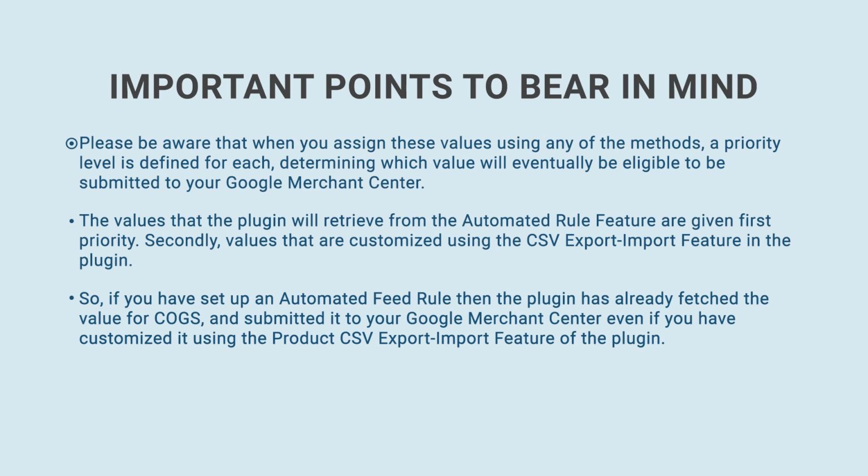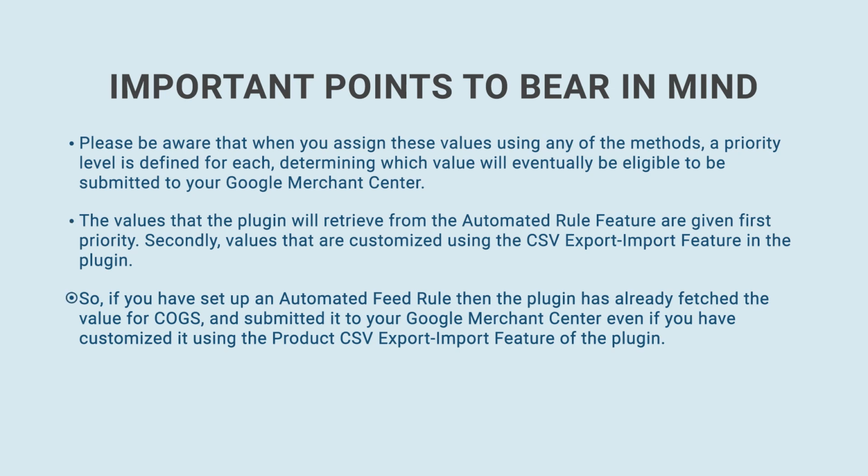Important points to bear in mind. Please be aware that when you assign these values using any of the methods, a priority level is defined for each, determining which value will eventually be eligible to be submitted to your Google Merchant Center. The values that the plugin will retrieve from the automated rule feature are given first priority. Secondly, values that are customized using the CSV export-import feature in the plugin.